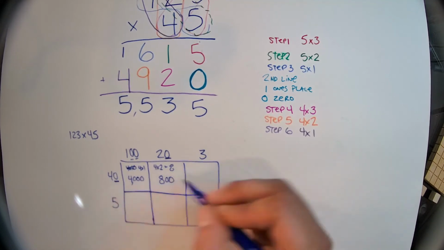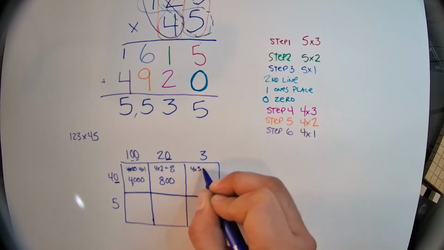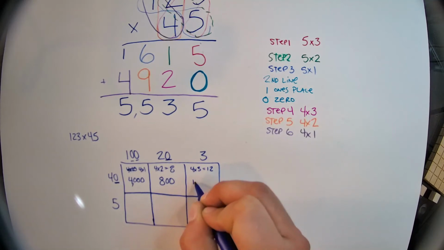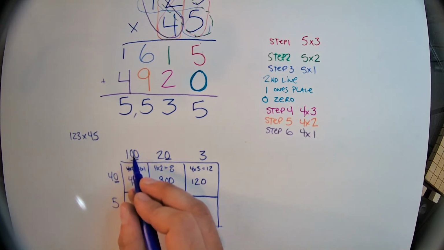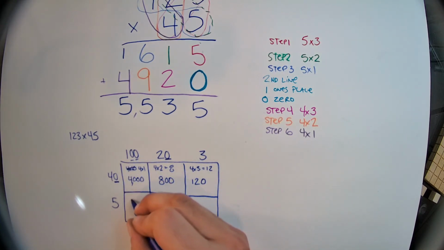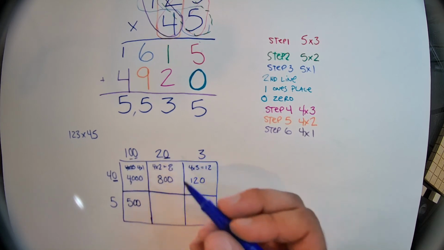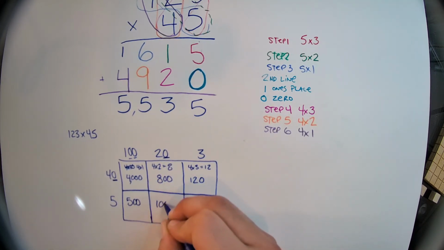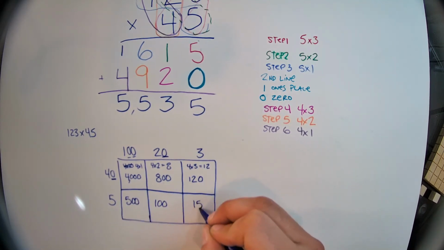All right, 40 times 3. Cover up the 0. 4 times 3 is 12. How many zeros did we cover up? We only covered up 1 zero. So there we go. It's 120. All right, 5 times 100. 5 times 100 is 500. 5 times 20. If you have 5 groups of 20, it's 100. And then 5 times 3. 5 times 3 is 15.